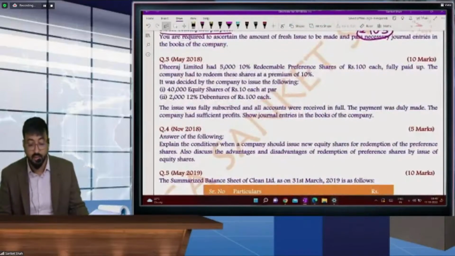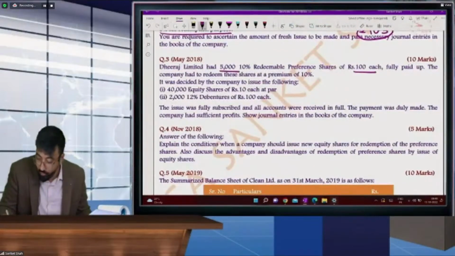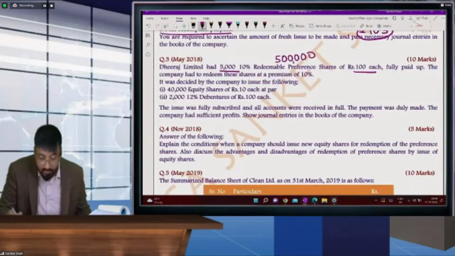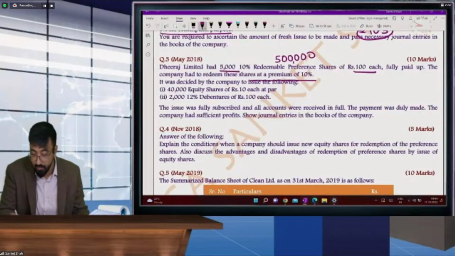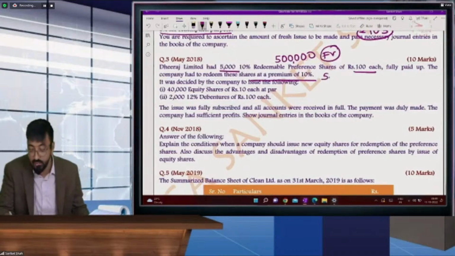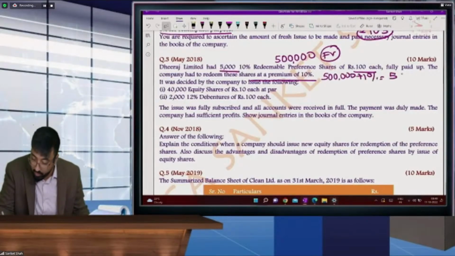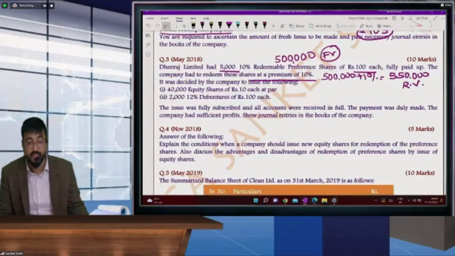Dheeraj Limited had 5,100 rupees shares. Beta, 5,100 rupees means 5 lakhs. The company decided to redeem these preference shares at a premium of 10%. So this is face value. You can write on this, or 5 lakhs plus 10% means 5 lakh 50,000 is redeemable value.